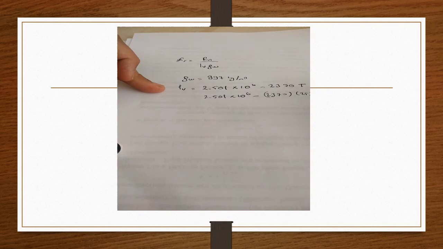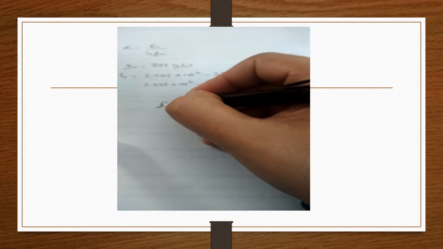Kilojoule over kilogram. If we take this one, it's going to be joule over kilogram. So I divided everywhere by 1000, in order to have kilojoule over kilogram. Let me show it like this so it can be better seen. Okay, all right. We just need to plug in all the variables.